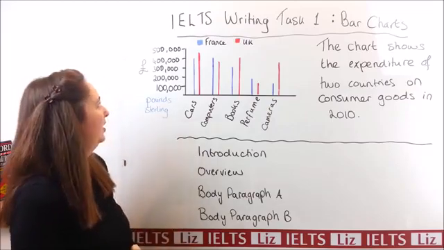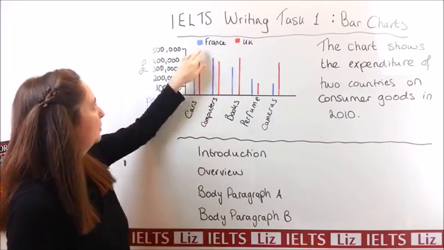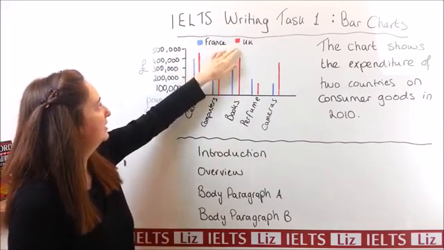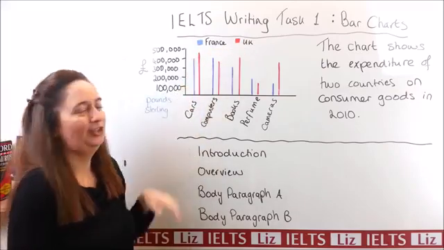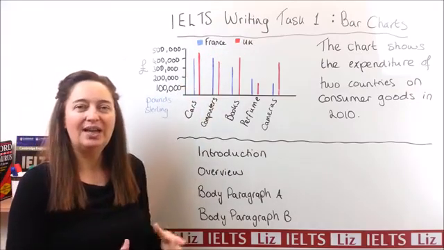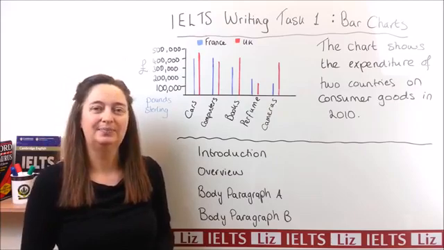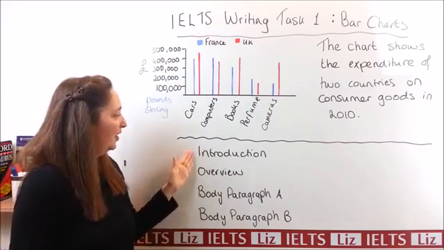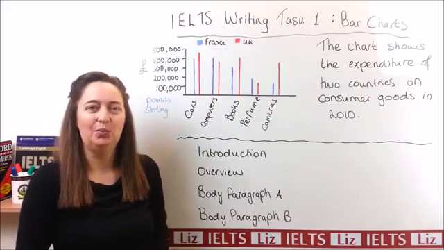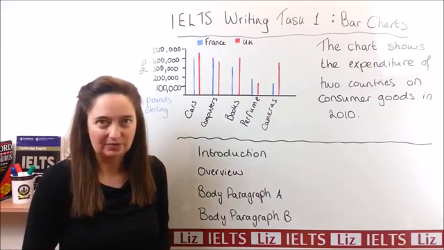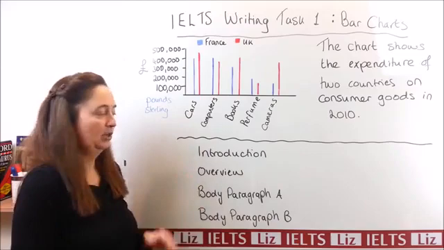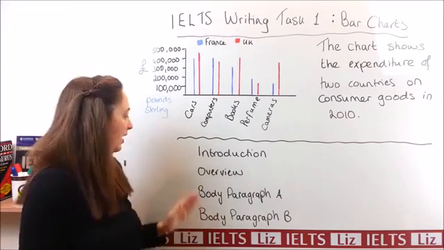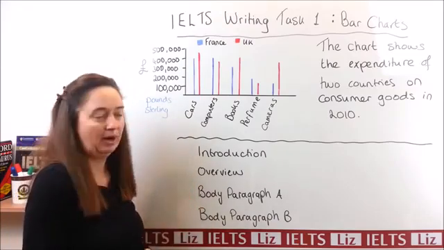And if we look further, we can see that the 2 countries, we've got one in blue and one in red, we've got France and the UK. So that is our bar chart for this lesson. Let's have a look at our paragraphs. The first paragraph that you will need to write is your introduction. Then you will have something called an overview. After that, you've got 2 body paragraphs.